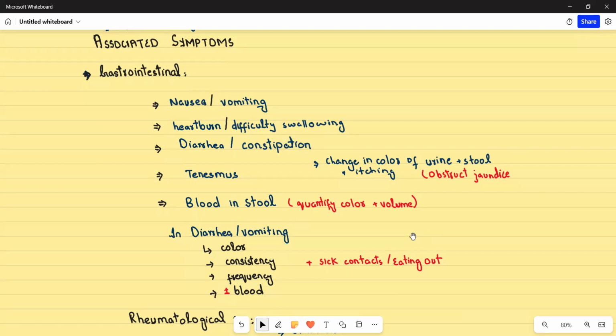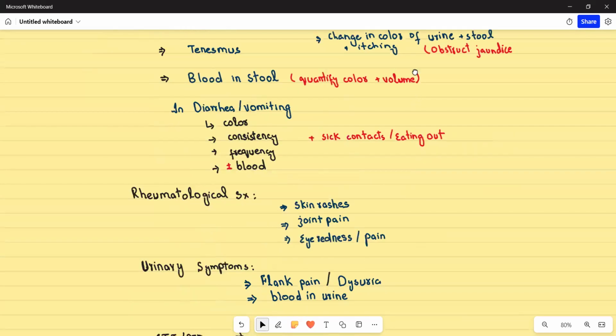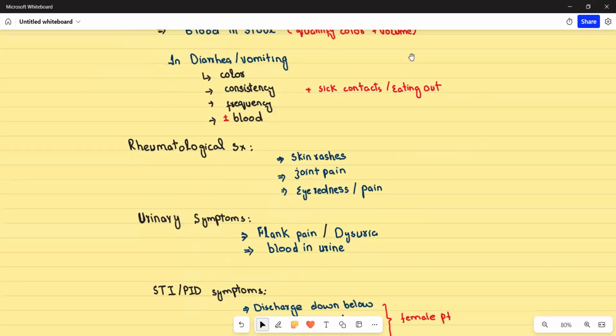And you should also ask about the history of travel or eating out, okay? Because it's a risk factor for gastroenteritis. Okay, rheumatological symptoms, as I already told you, that IBD can present with abdominal pain, diarrhea, and rheumatological symptoms as well. So you are going to ask about skin rashes, joint pain, and eye redness and eye pain. So these three rheumatological symptoms, keep in mind: skin rashes, joint pain, eye redness, and pain.